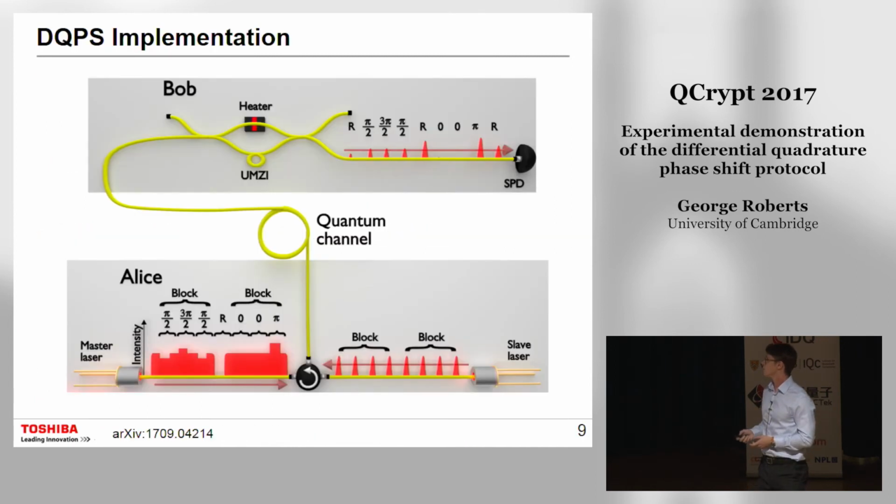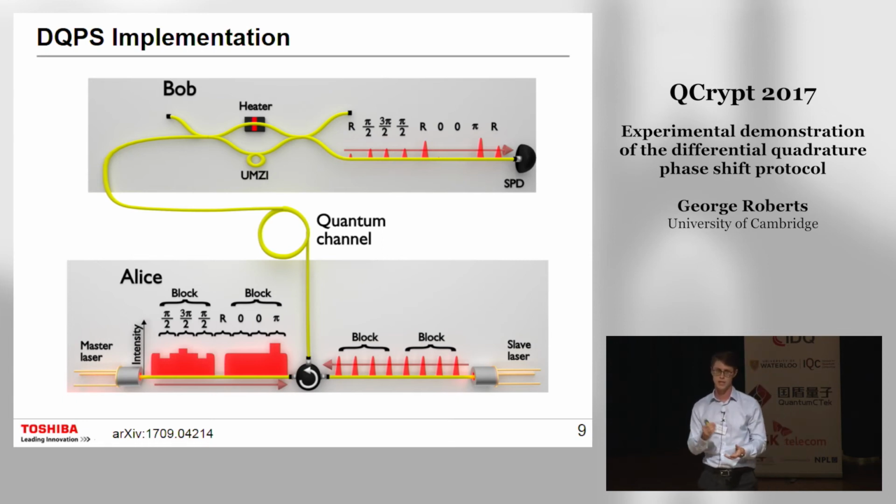So now on to the DQPS protocol. I mentioned before that if you were to implement the DQPS protocol, you'd need some complicated method of randomizing the phase. Well, with our transmitter, this doesn't need to be complicated, because if you deplete the master laser cavity, then the subsequent emission is going to be from vacuum fluctuations, which are random.